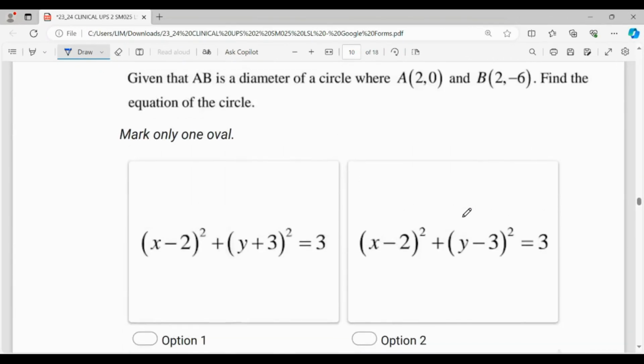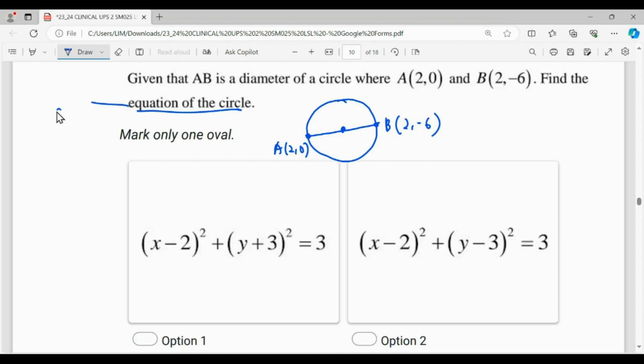Then for this question, given that AB is a diameter, so for the circle, the diameter will pass through the center, where A is (2, 0), B here is (2, -6). So find the equation of the circle. Therefore, we need to find out what is our center and what is our radius. So since we have a diameter, our center here will be equal to the midpoint of AB.